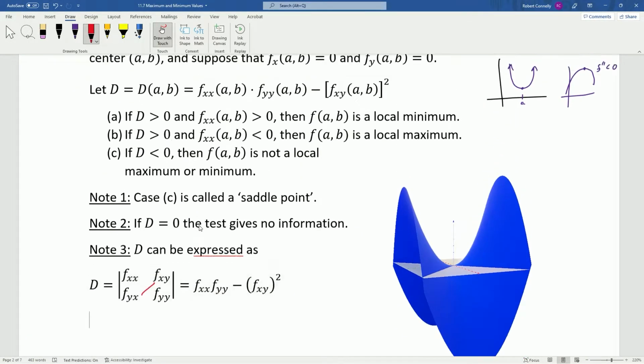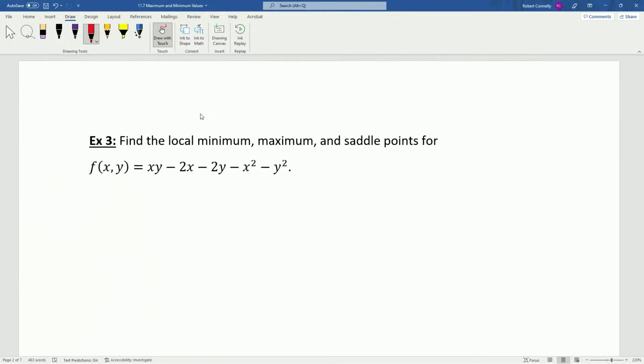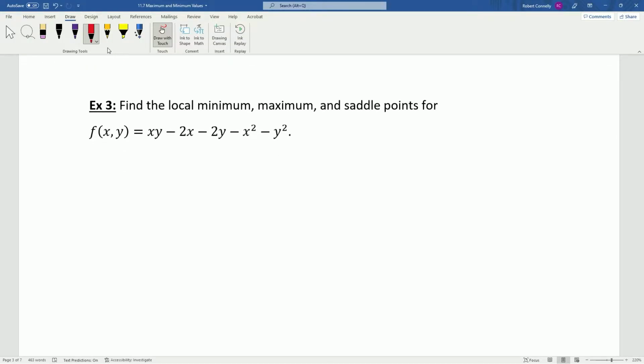Okay, so with that out of the way, let's actually try to apply this. So let's take a look at an example. Find the local minimum, maximum, and saddle points for the function. So first we've got to start by finding any critical points. So the partial derivative with respect to x gives me y minus 2 minus 2x. And the partial derivative with respect to y gives me x minus 2 minus 2y.